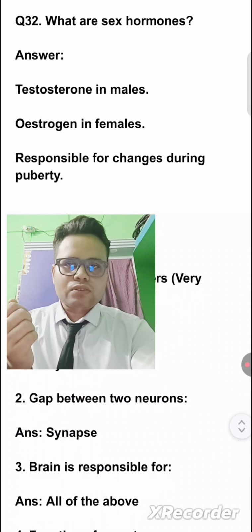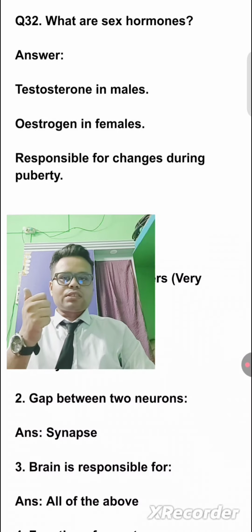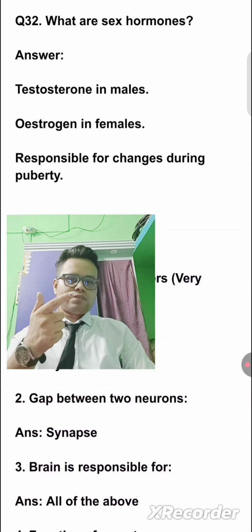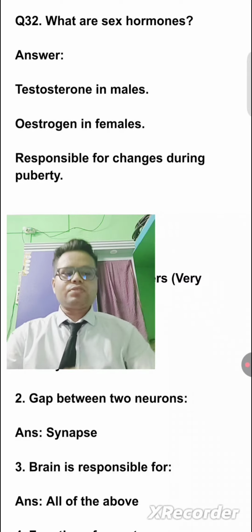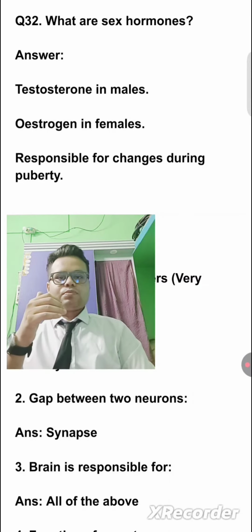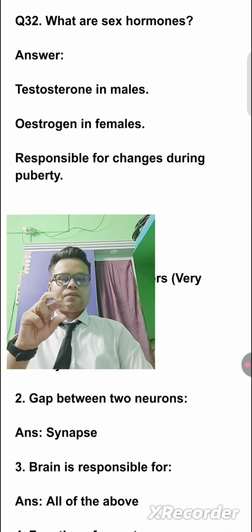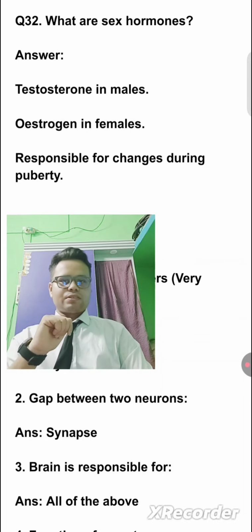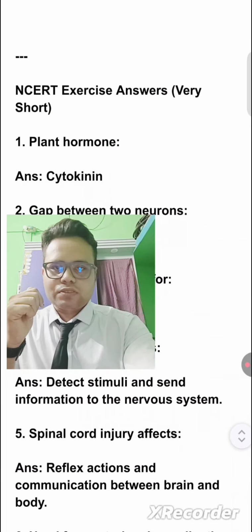And what are the sex hormones? So testosterone in males first of all. Number second, estrogen in females. Okay. Number third, responsible for changes during puberty. So the sex hormones also include these. First of all, testosterone in males and estrogen in females. Responsible for changes during puberty.